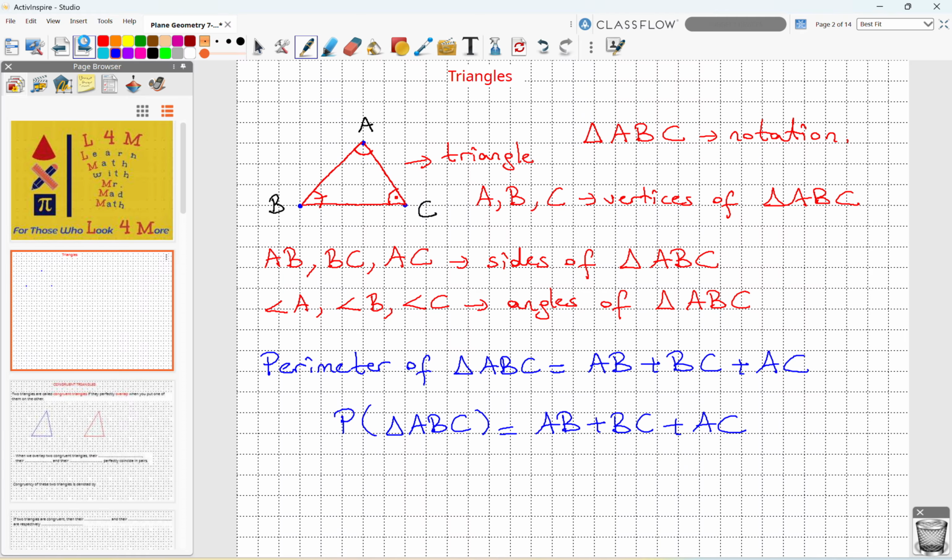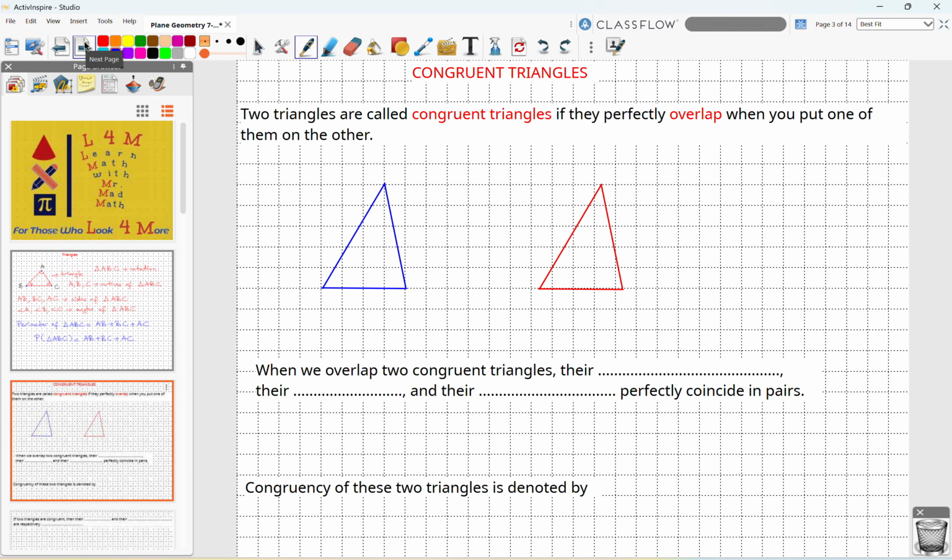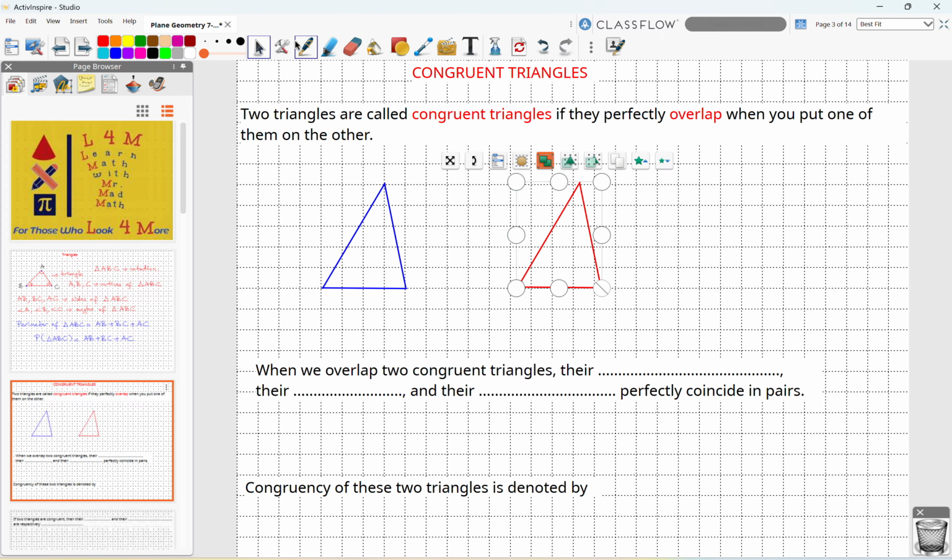Okay, what about congruent triangles? Two triangles are called congruent triangles if they perfectly overlap when you put one of them on the other. For example, look at these two triangles. If I take the red triangle and put it on the blue one, their vertices, their sides, and their angles completely and perfectly overlap and coincide. Such two triangles are called congruent triangles.